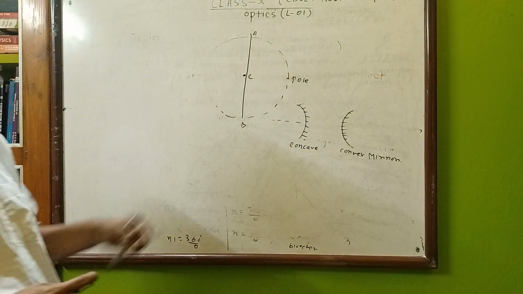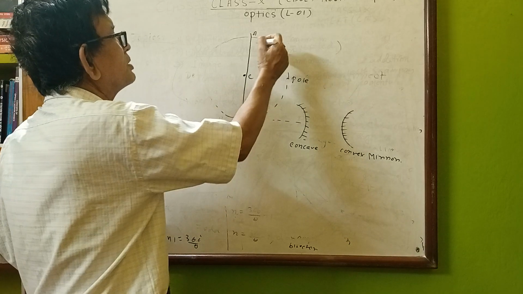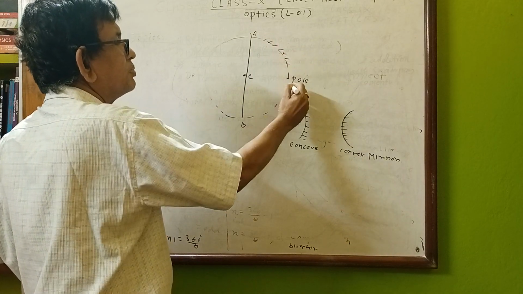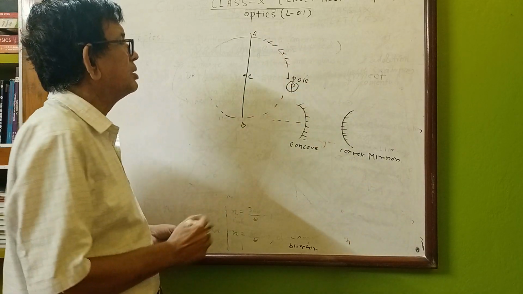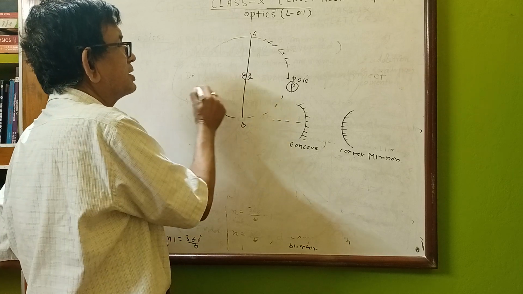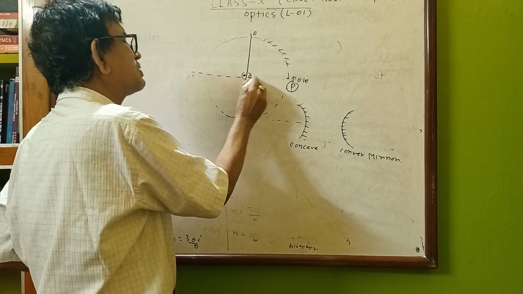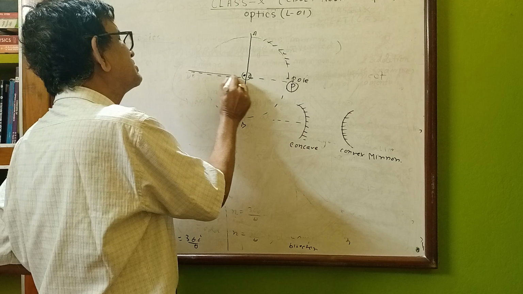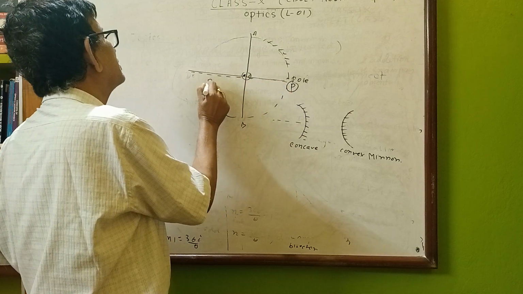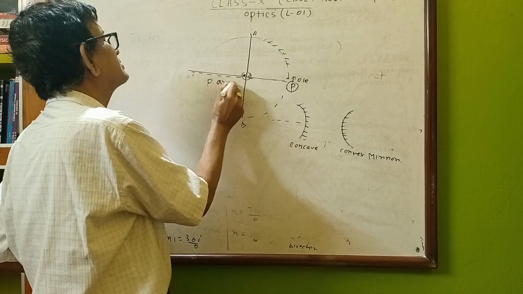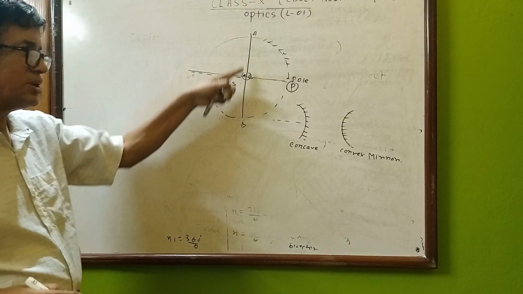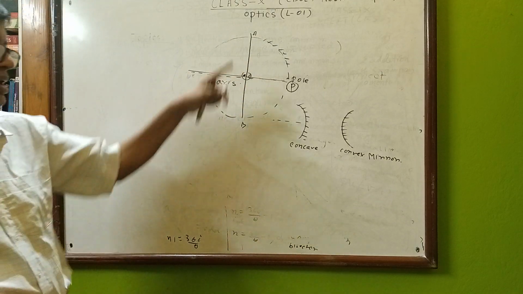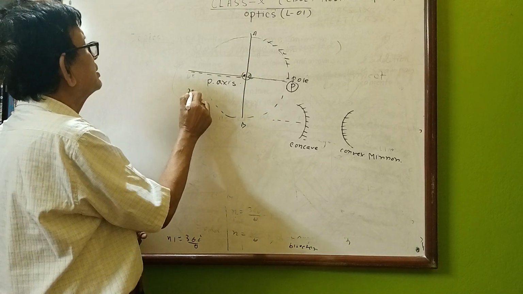Now the middle portion of the mirror, P, is the pole, and that is the center of curvature. Any line passing through the pole and center of curvature is called the principal axis. And the diameter of the exposed area of light, AB, is the aperture.